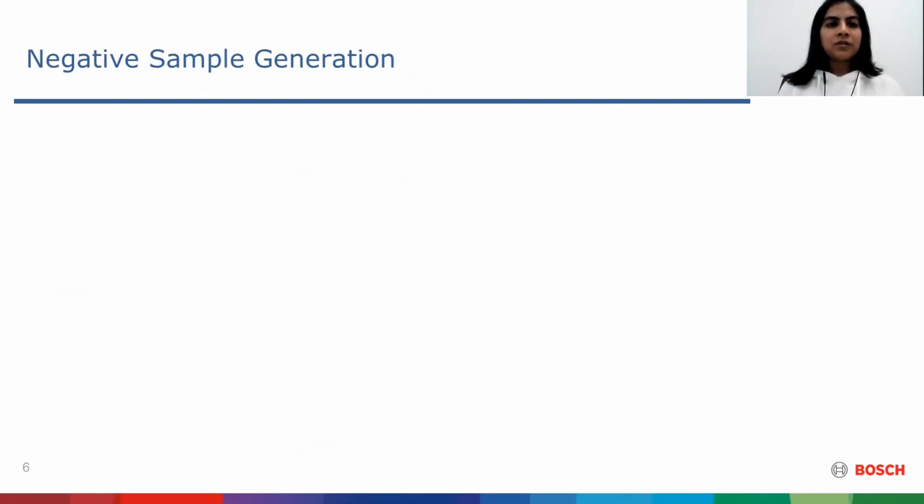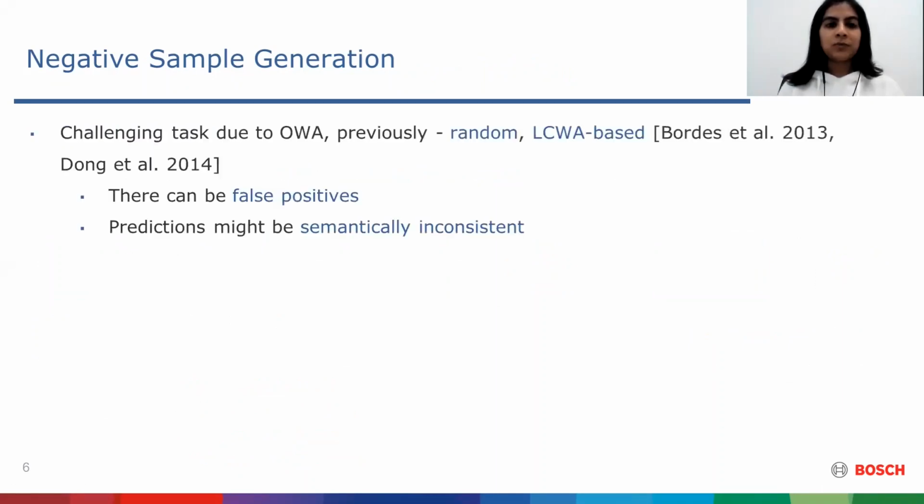The task of negative sample generation is a challenging one due to the open world assumption made by knowledge graphs. Currently, techniques such as random generation of negative samples or local closed world assumption based techniques are being used. However, there are many shortcomings to these approaches. They might lead to false positives, that is, they might generate negative samples that are actually true in reality. Also, these might lead to semantically inconsistent predictions by the resulting embedding models. This is due to the fact that ontology is not taken into consideration while training.